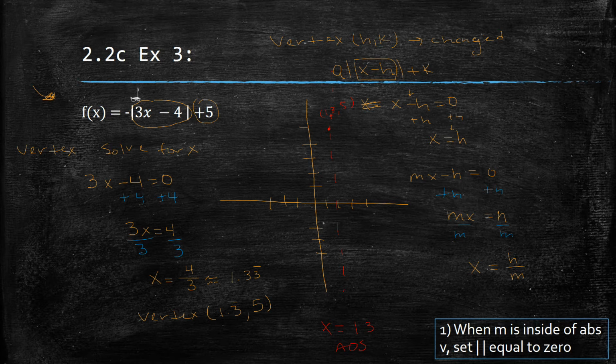And now we know that it is going to be reflected, and that the slope is still negative 1. So negative 1 over 1, down 1 over 1. So around here, down 1 over 1, down 1 over 1.